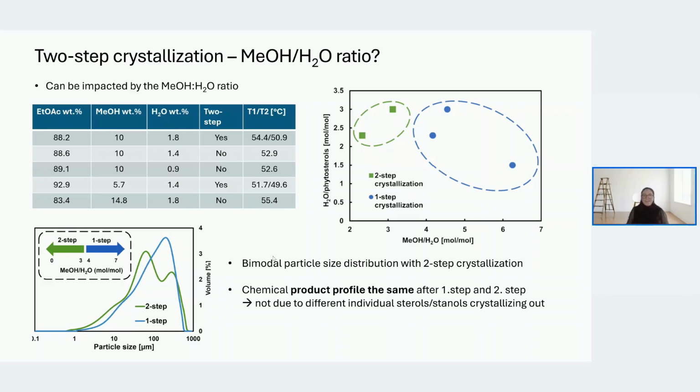Of course we wanted to understand what is behind this phenomenon, and whether it can be that certain individual phytosterols or phytostanols crystallize out in the first step, which could then result in this kind of two-step behavior. But unfortunately, we did not see any differences in the product profile of the products separated after the first step or the second step. So our conclusion is that it's not related to differences in solubility or different individual sterols or stanols crystallizing out at that temperature.